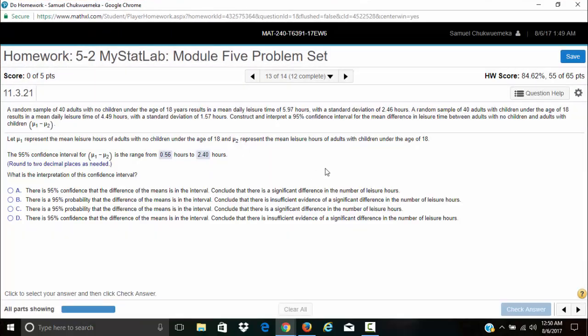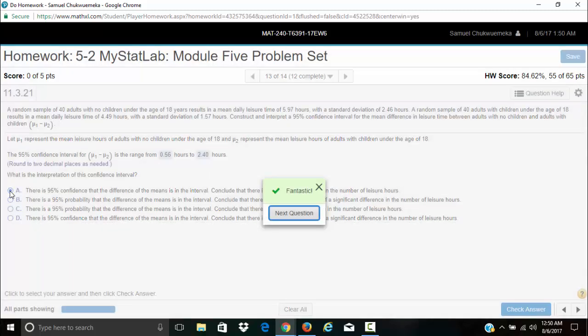Continue. Interpretation: we did confidence intervals in the previous assignment. So in this interpretation, we are 95% confident that the difference of the means is in the interval, and then you conclude that there is a significant difference in the number of leisure hours. So our answer is A.